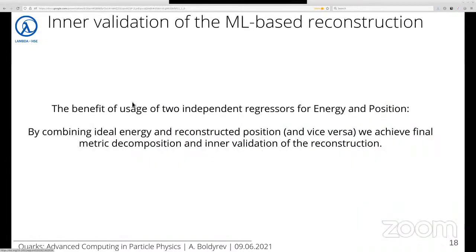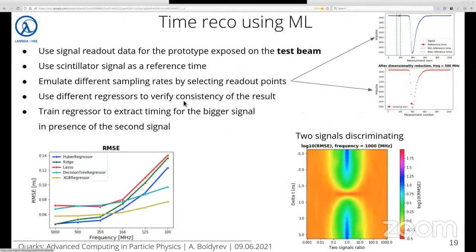The benefit of using independent regressors for energy and position is that by combining the ideal energy and the reconstructed position, and vice versa, we achieve a final metric decomposition and inner validation of each of the reconstruction steps. We also use time reconstruction using machine learning.